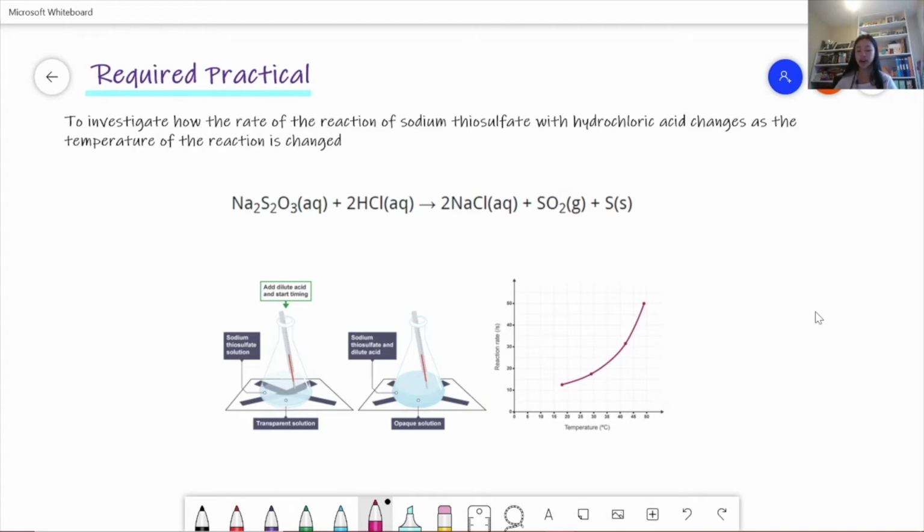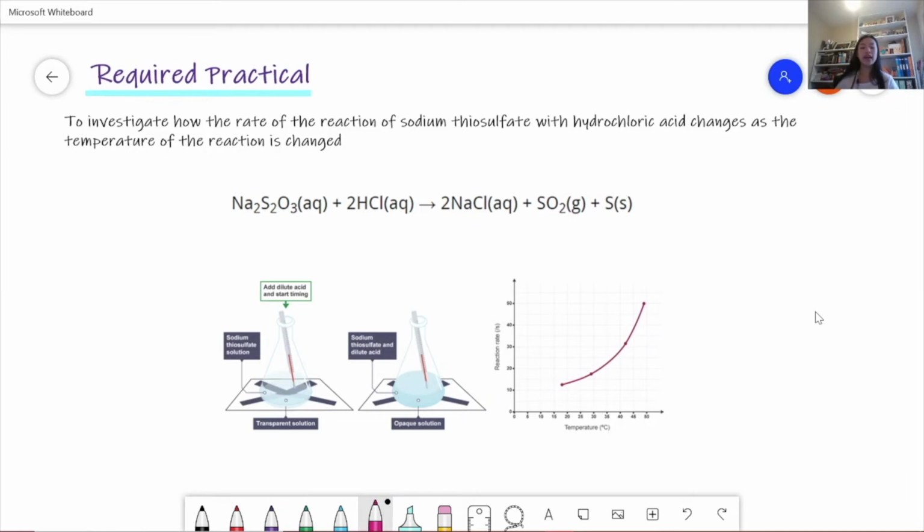We then take the final temperature of the solution and then record this together with the time taken for the cross to disappear using a results table. So what we do is basically we measure the temperature before and the temperature after, so we can get a mean temperature, and then we can work out the rate by dividing 1 over the time.